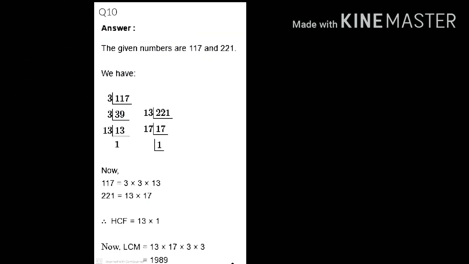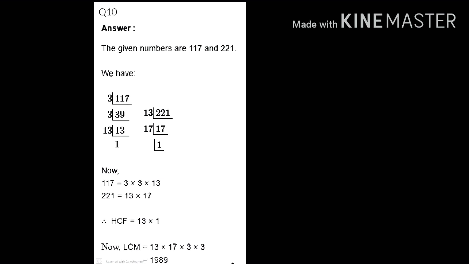Now the next is question number 10. Find the LCM and HCF of 117 and 221. Please see the steps how I have written here. The given numbers are 117 and 221. So we are first taking out the prime factorization. I have used different ways of doing the LCM and the HCF. Okay, you can use any method which you like unless and until it is mentioned that you have to follow a certain method. Okay, so here we have used the prime factorization method.